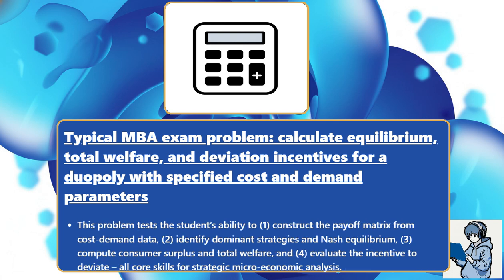This problem tests the student's ability to: 1. Construct the payoff matrix from cost-demand data, 2. Identify dominant strategies and Nash equilibrium, 3. Compute consumer surplus and total welfare, and 4. Evaluate the incentive to deviate. All core skills for strategic microeconomic analysis.